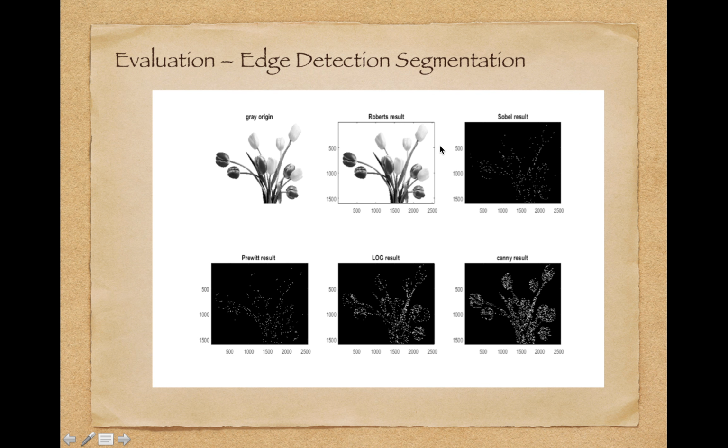Here are the implementation and the simulation results. Here are the results of edge detection segmentation. This is the green original picture, and using the Roberts algorithm, the result is better. But for the Sobel, Prewitt, LoG, and Canny results, the result is not as clear as the Roberts result.